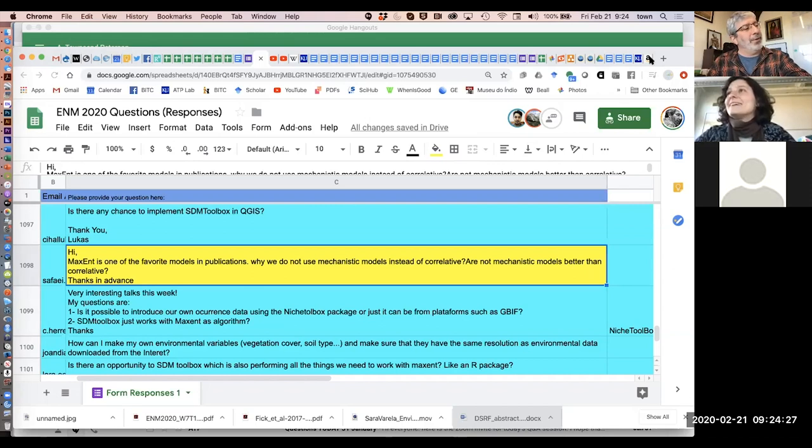Well, I don't know if Maxent is one of the favorite models in publications. There are a lot of publications that use Maxent, but many use it in combination with other algorithms. Historically, the reason Maxent has so much traction is that it is very accessible, with a GUI interface, and there were early publications in the 2000s that identified Maxent as one of the most performant ones. I'm talking about the first part of the question. You can continue now.